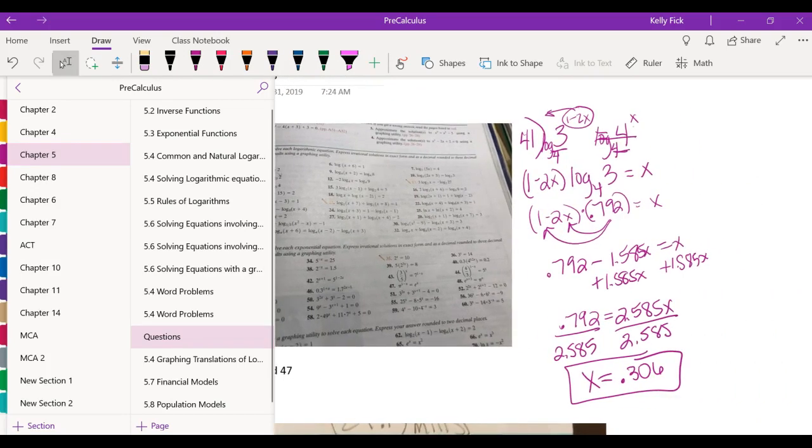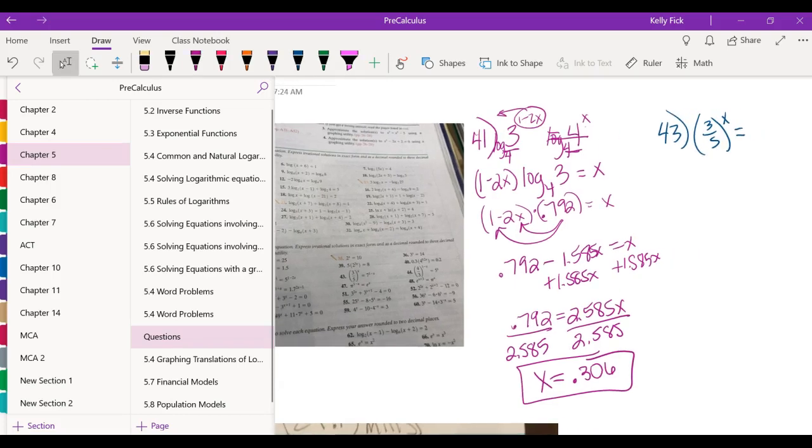So next we're going to do 43. So 43 is 3/5 to the x equals 7 to the 1 minus x. So the first thing that I would do is I would change 3/5 to 0.6. So this is 0.6 to the x equals 7 to the 1 minus x.